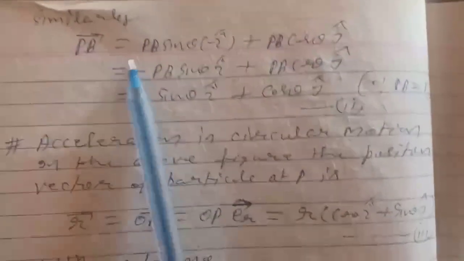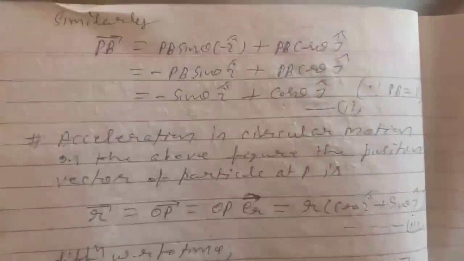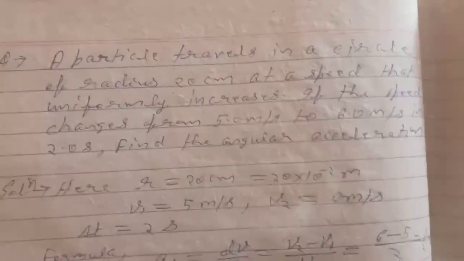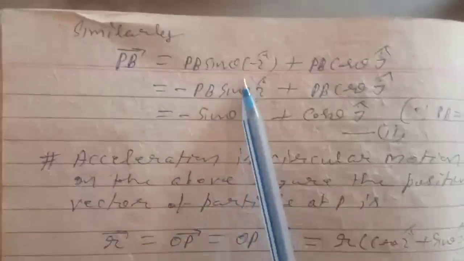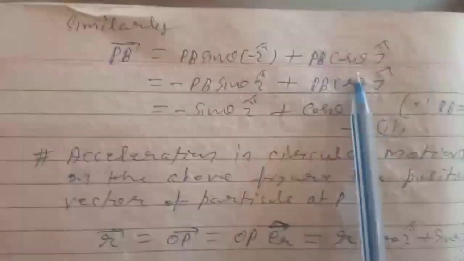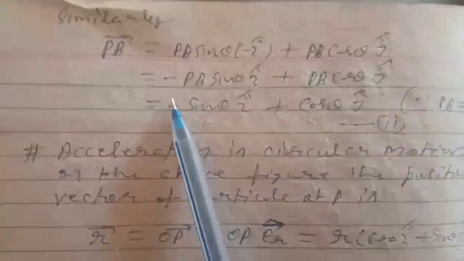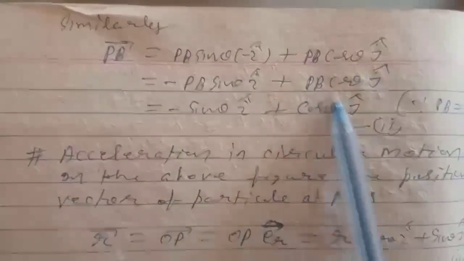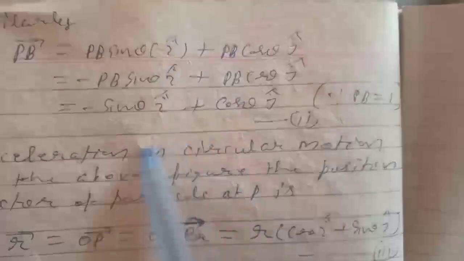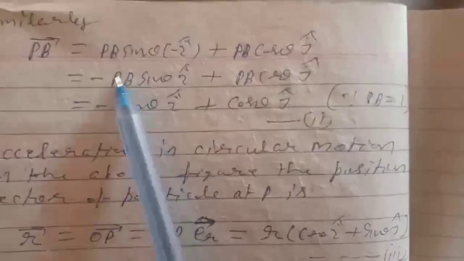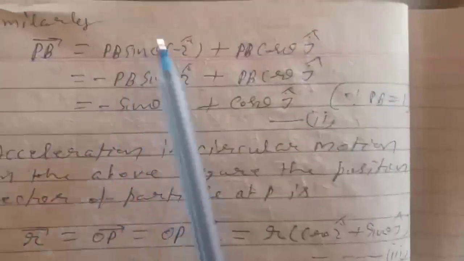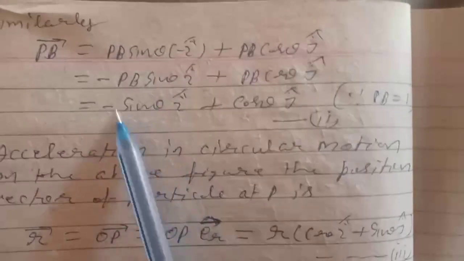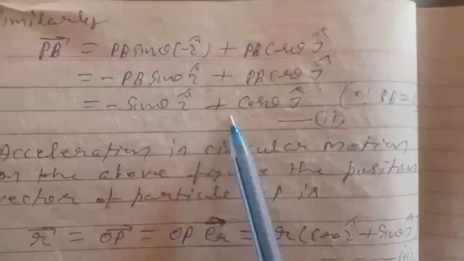Similarly, PV vector, which is a unit vector along the tangent, we can write as minus PV sin theta i cap plus PV cos theta j cap. Since PV is a unit vector, its magnitude will be 1, so it is minus sin theta i cap plus cos theta j cap. Equation 2.